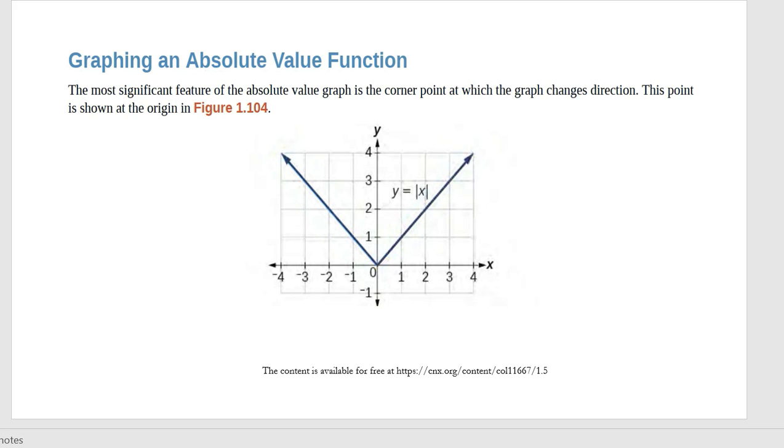So graphing absolute value. We are familiar with the graph of absolute value of x, and you can give points if you want. x, y: negative 2, 2; negative 1, 1; 0, 0; 1, 1; 2, 2. So 0 and 0, 1 and 1, 2 and 2, negative 1 and 1, negative 2 and 2, and connect these points.